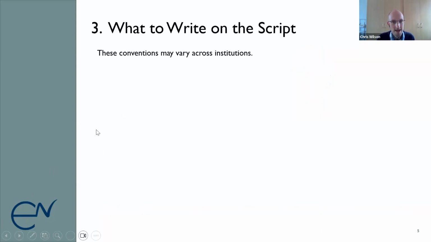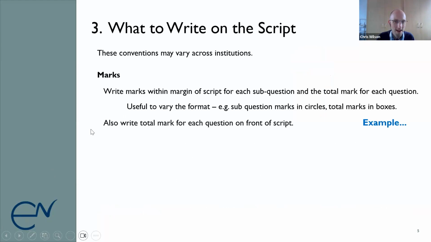Right, what to write on the script. As we've mentioned before, the rules and recommendations will vary across institutions, but hopefully everyone will have this fairly standardly. We need to write the marks on the script, of course. Typically some questions will have sub-questions, question 1, parts A, B, C, and you might need to give a sub-question mark for each part, and then a total mark for question 1, for example.